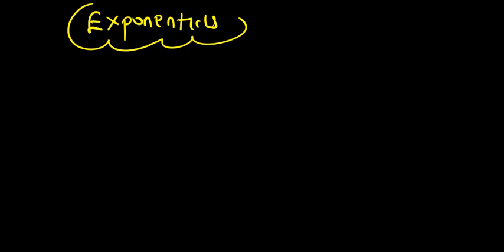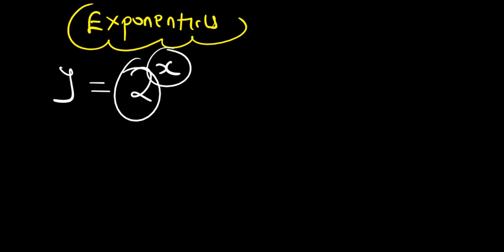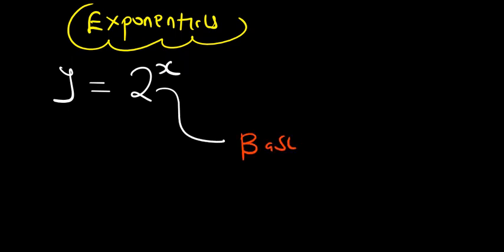So in this case, if I've got y equals 2 to the power x, that is an exponent. Why? Because it's a number that has been raised to a power. What I have as 2 is called the base, and what I have as x there is called the power or the index. So basically that is about exponentials.